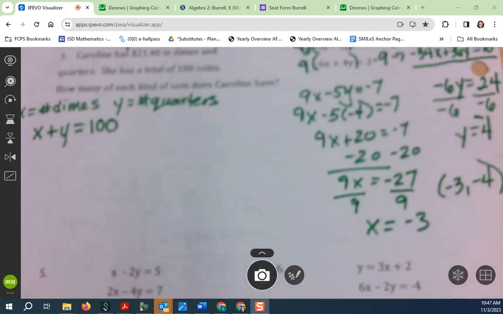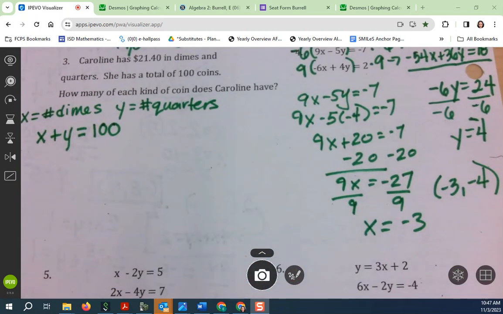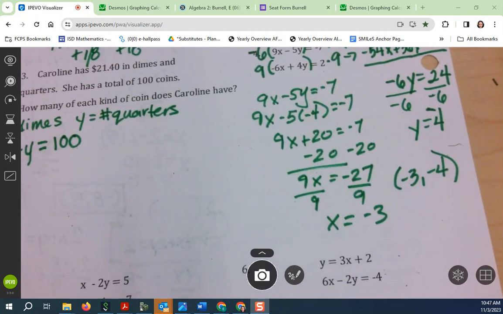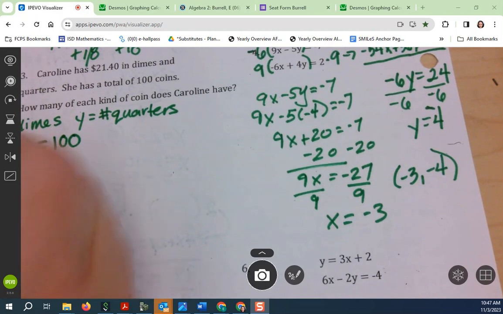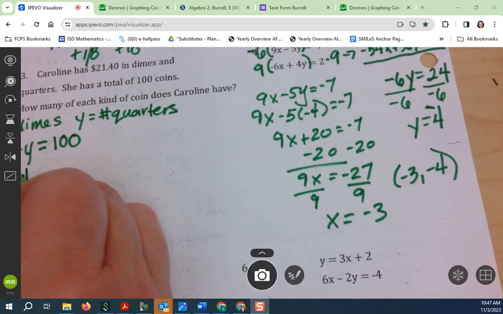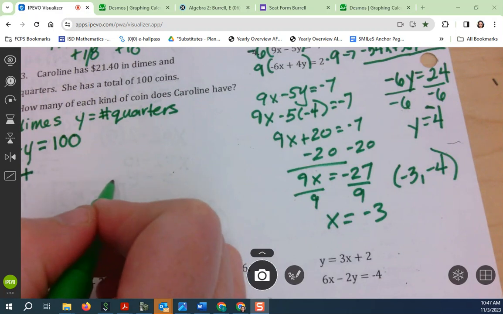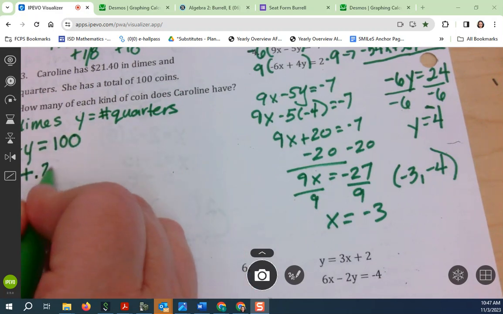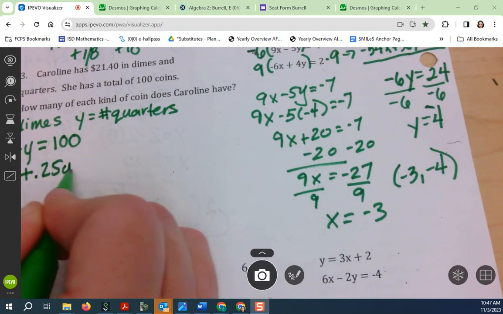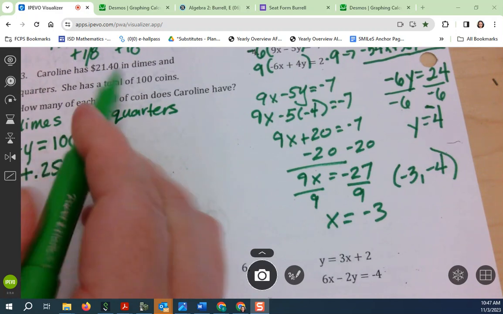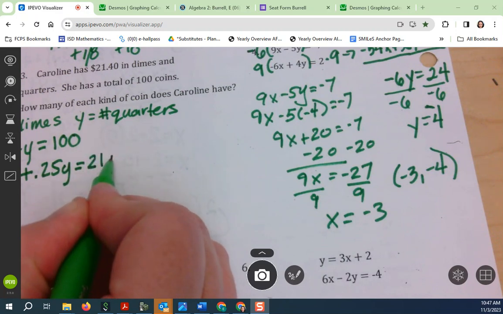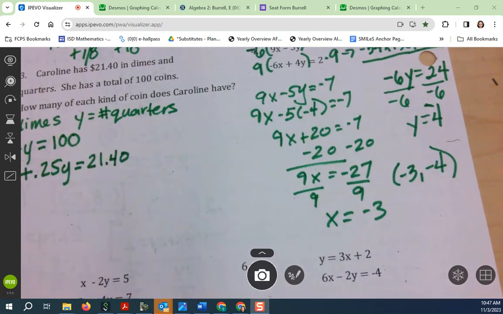And then I can make a second equation about the money. What number would I put in front of the x? Right, so 10 cents would be 0.10x plus, what in front of the y? 0.25. Very good. So 0.10x plus 0.25y is going to give us the total money, $21.40. So setting it up is the hard part.